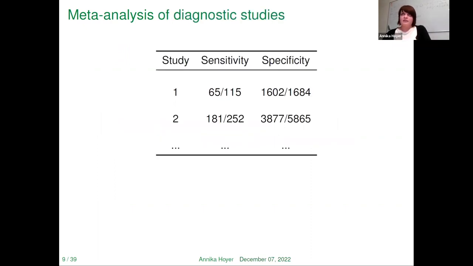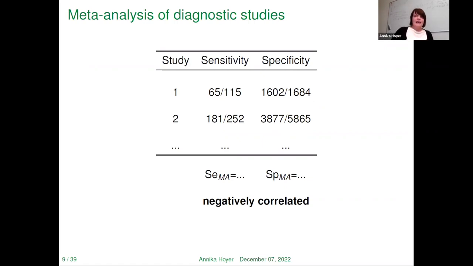If you think about diagnostic tests, we have the situation shown here in this slide. We have our different studies. Here we have two example studies, study one, study two, and then we will have study three, four, five, six, and so on. And each study reports a pair of sensitivity and specificity. The aim of the meta-analysis then is to pool sensitivity and specificity, again accounting for the different sample sizes, and to finally have our meta-analytic sensitivities and specificities.